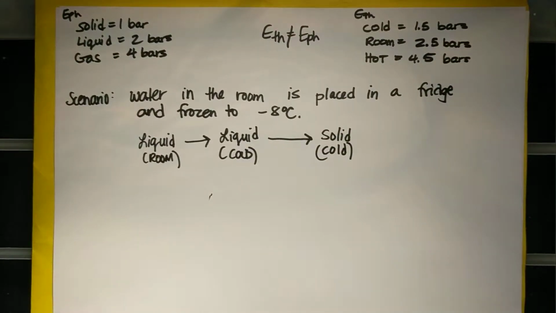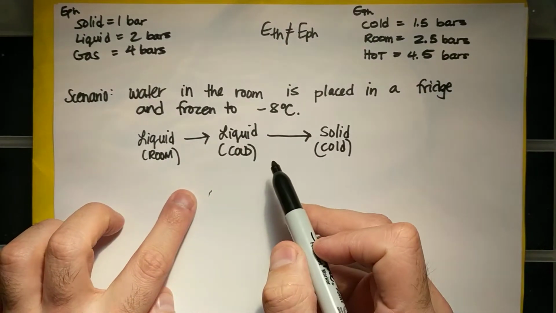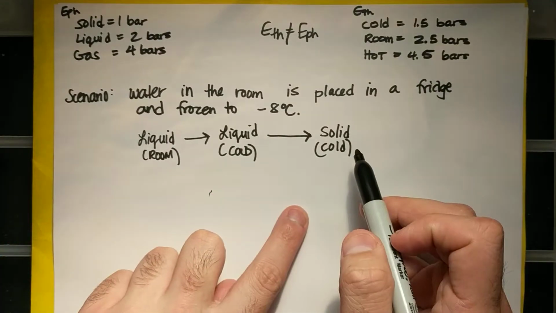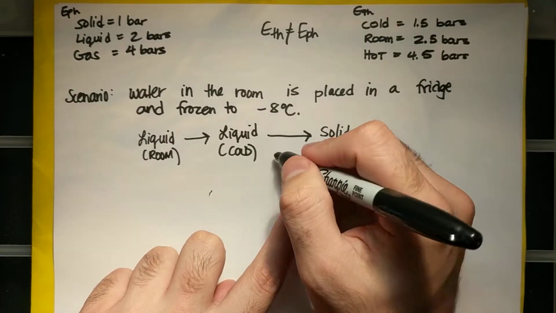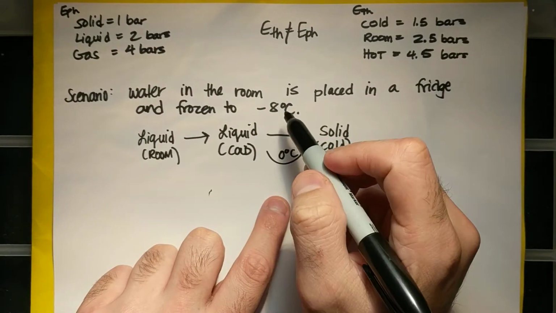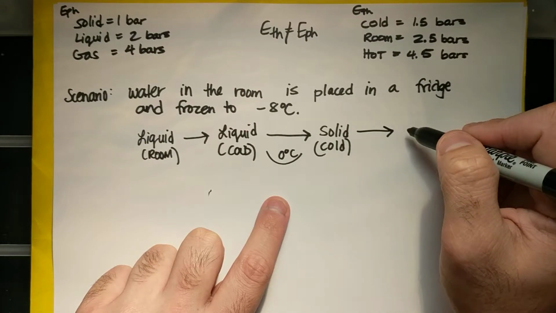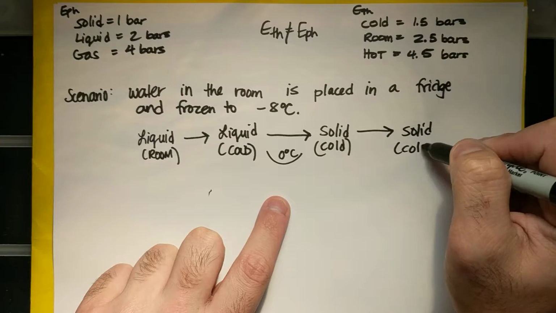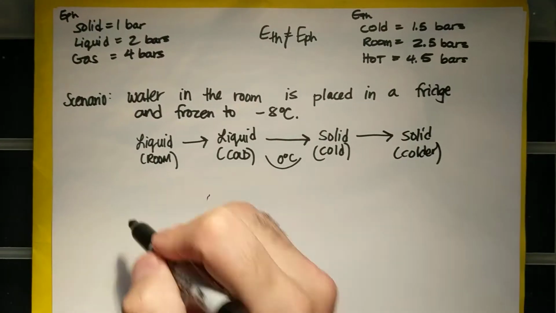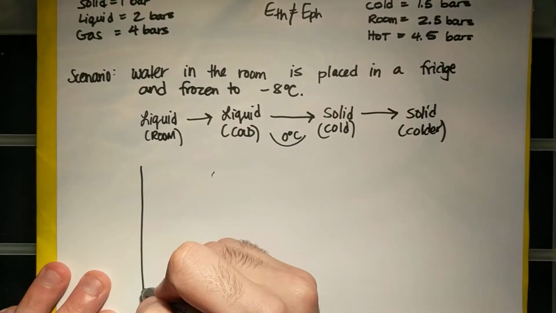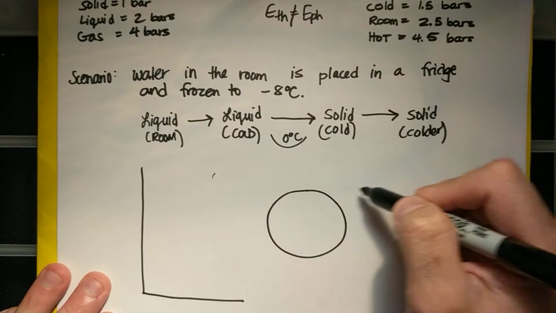All right, so I'm just writing down some ideas of what I have to do. So I have to go from room temperature liquid to cold liquid. And then I've got to go from cold liquid to cold solid. And then this happens at 0 degrees Celsius. And then eventually, I'm going to negative 8 degrees Celsius. So I'm going from a cold solid to a colder solid. So let's keep track of this with an LOL diagram. All right, so I'm going to draw our LOL diagram from scratch here.